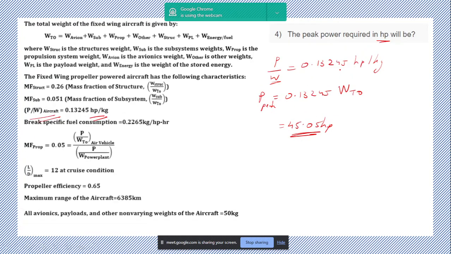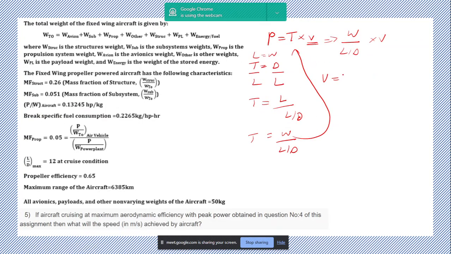Peak power was 45.05, that was in HP. We need to convert it, so you do 746. Let's go with 746. So this is power divided by weight. Weight was how much? 340.13 into L by D max. L by D max, that was 12. What is this value?